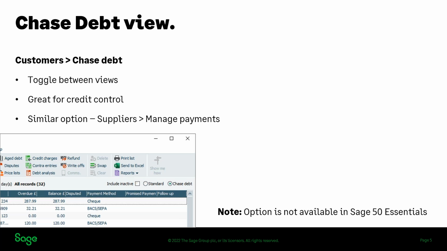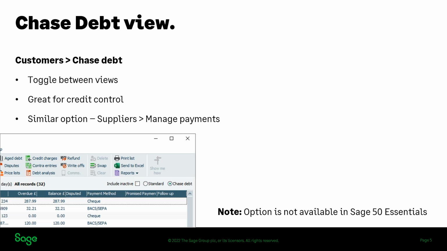So Chase Debt View is basically an alternative view within the Customers module. And it's great if you work in a credit control function. A lot of the information that you'll need working in a credit control function will be readily available. So we'll see on what additional options over the standard view that it does give you.